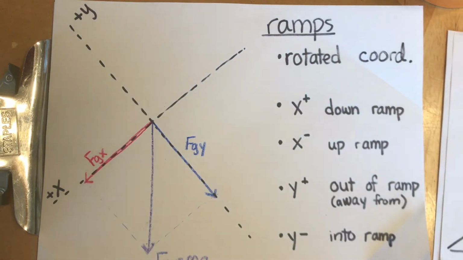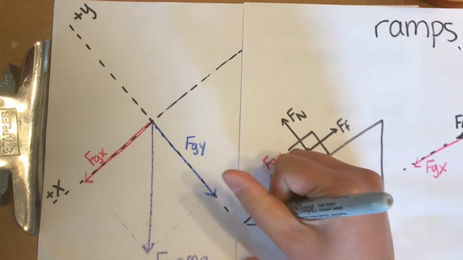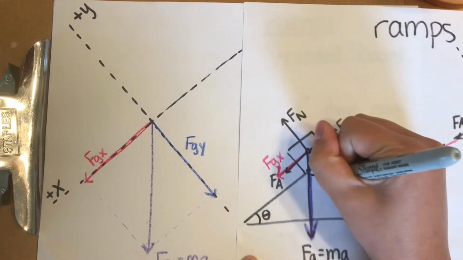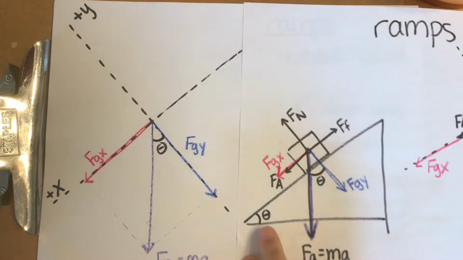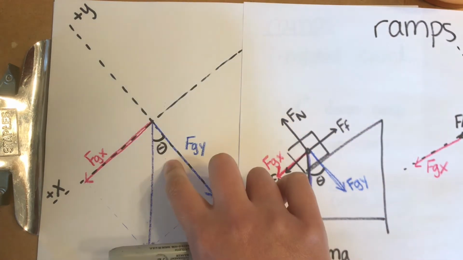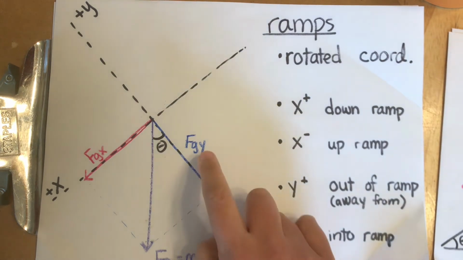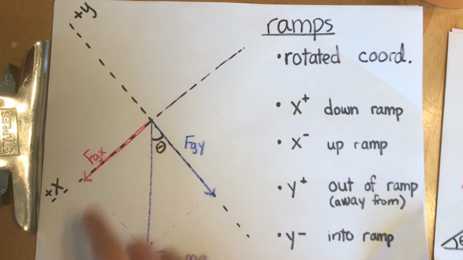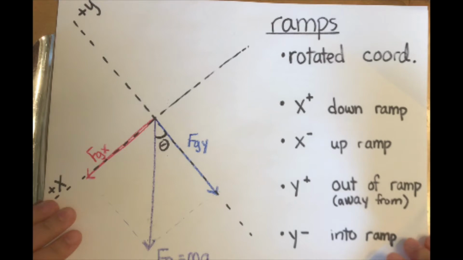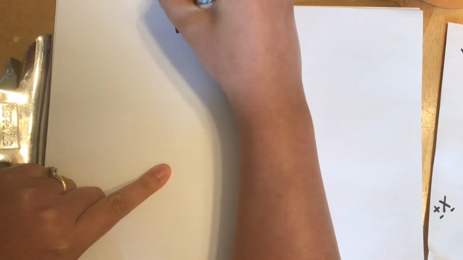In this new coordinate system, FGX and FGY add up to mg, but there's a funny change of coordinates here. Because of the rotation, that angle is now a vertical angle instead of a horizontal angle. That means FGY will actually go with cosine in this triangle, and FGX is going to go with sine. So let's talk about that, and we'll get you some equations to write down for your notes.